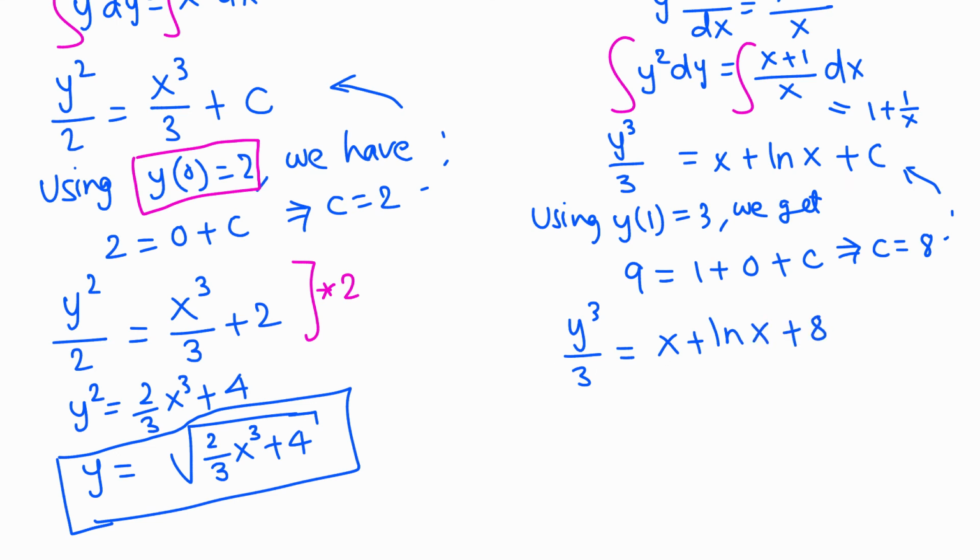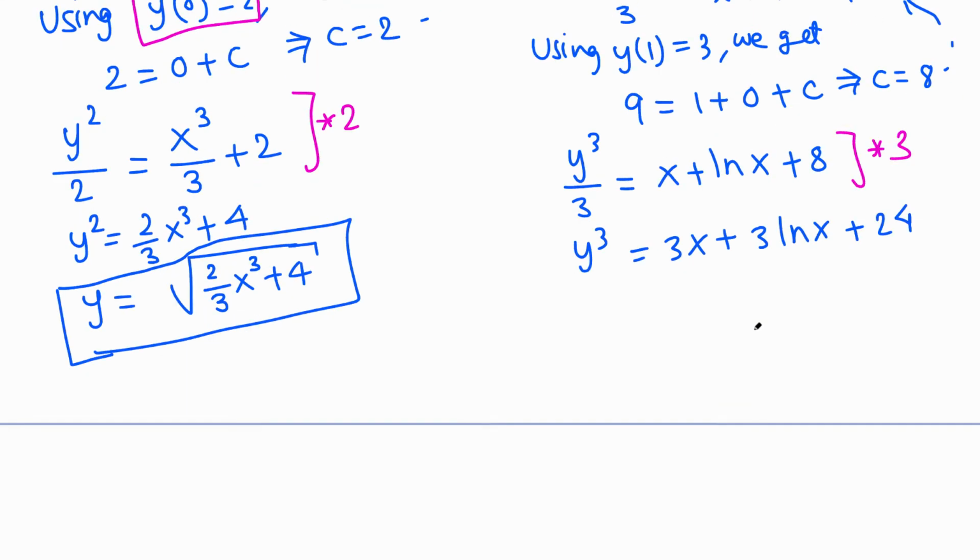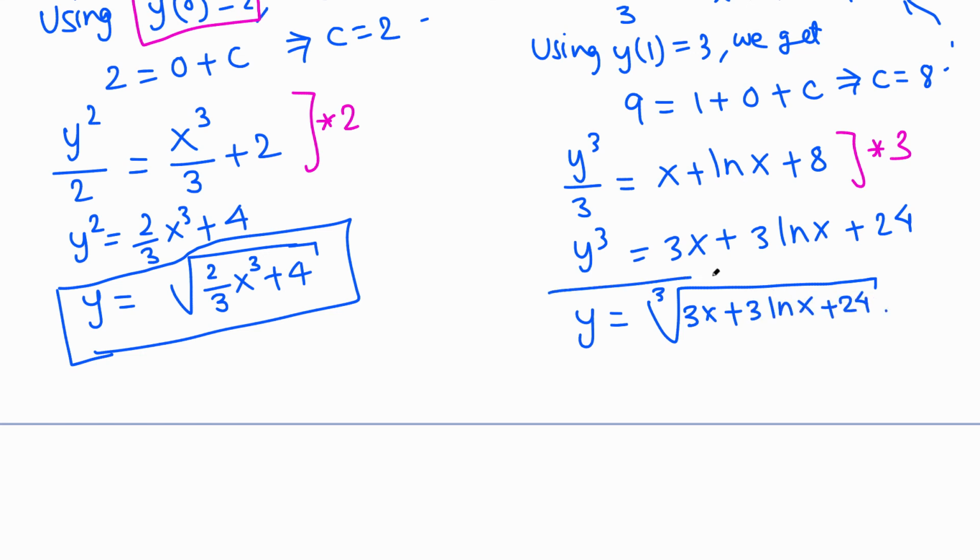Now we need to solve for y. So multiply both sides by 3 just to get rid of this fraction. Then we get y cubed equals 3x plus 3 natural log of x plus 24. Now to get rid of this cube, we just take the cube root of both sides. And there is no plus minus in a cube root, by the way. y equals the cube root of 3x plus 3 ln x plus 24. Final.